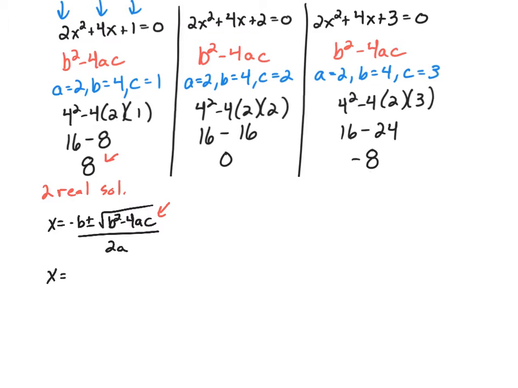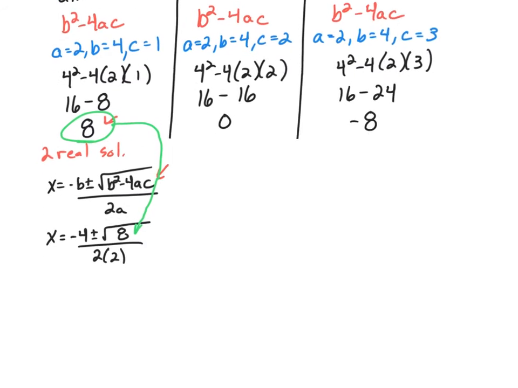So let's start filling in what we know. So x equals, I have negative b. I know b was equal to 4, so I have negative 4 plus or minus the square root of 8, because b squared minus 4ac was equal to 8 from right here. So I just took it and I plugged it in, all over 2 times a, and we said a was equal to 2. And from there we simplify.